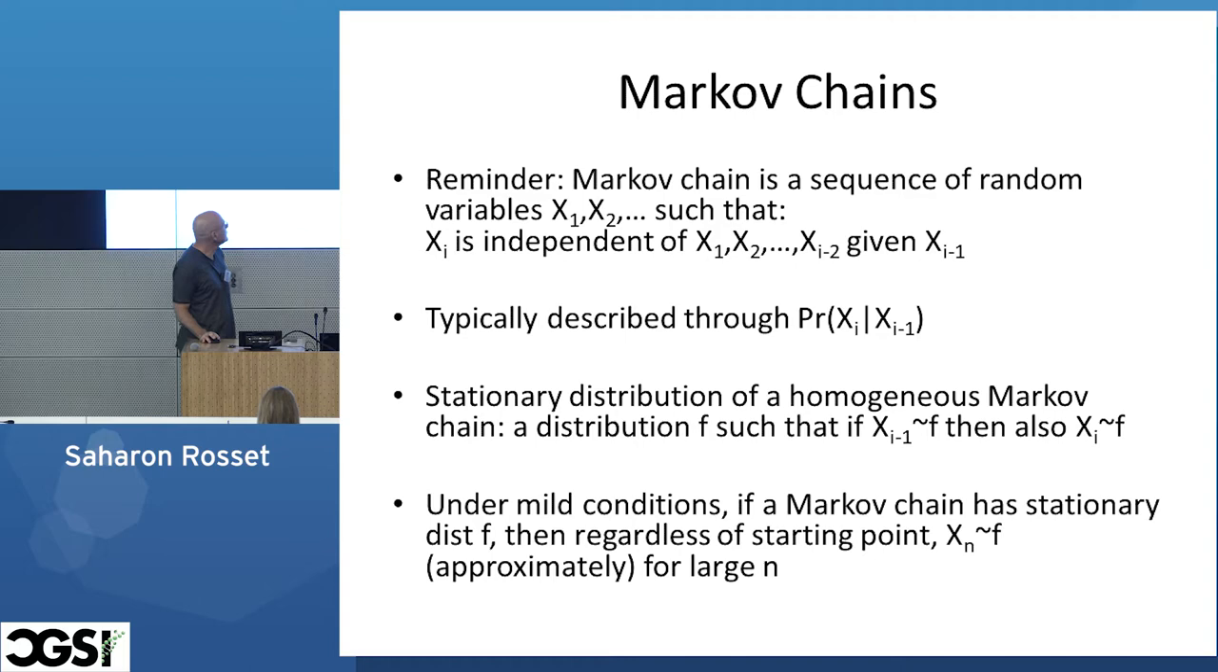And the really powerful thing is that under some mild conditions that we won't discuss, if a Markov chain has a stationary distribution f, then regardless of where I start, regardless of what value of x I start from or how I draw x initially, I can, for example, take a random permutation and start from it. As long as I have a Markov chain whose stationary distribution is the f I want, after I run the chain for a long time, I get something that has the distribution f approximately, if n is large enough.